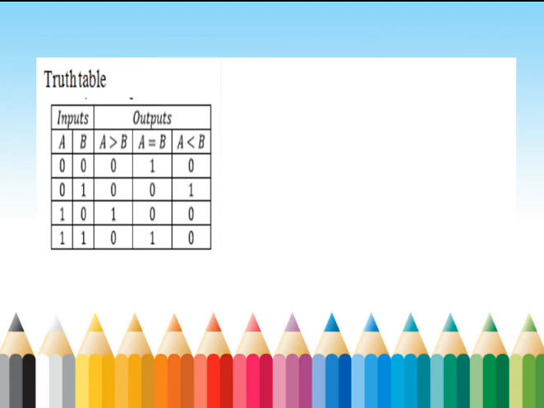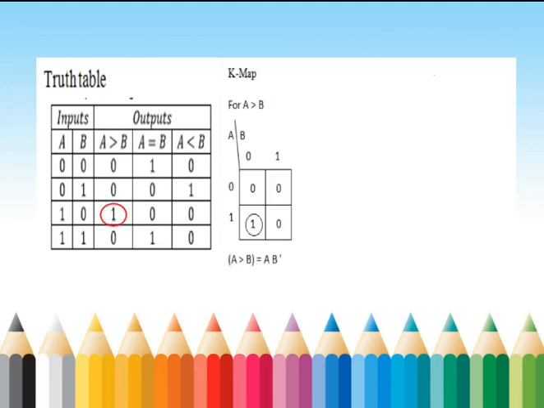From the obtained truth table values, we may express the logic diagram using K-map. First, the K-map for A greater than B. Yes, this enables only when input is 2 and it is grouped individually. We have an expression for A greater than B as A B prime. Whenever A is greater, we should use the logic expression A B prime.